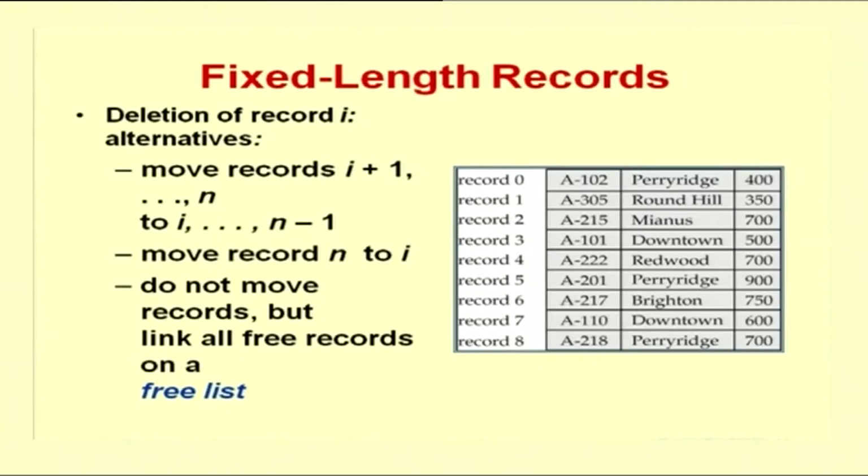Another approach, you move the 8th record to the place where you are deleting, and you can link all the free records, that is 4, this is an empty space. So, that you can replace it, and as you do deletion you can maintain it as a linked list. So, this is a simple case of fixed length records.